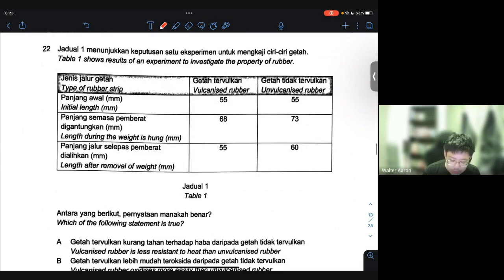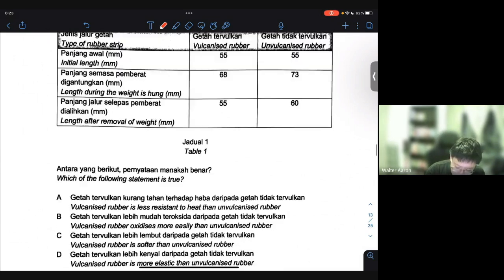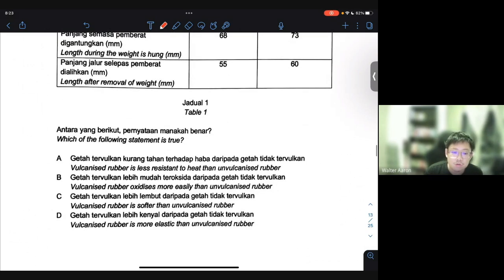22, table 1 shows the results of an experiment to investigate property of rubber. So we have vulcanized rubber and unvulcanized rubber. You actually try to stretch it and you see how long it stretches and whether it is still able to go back to its original shape or not after that. Based on this particular table with all the information that you have, it's asking you which of the following statements is actually true.